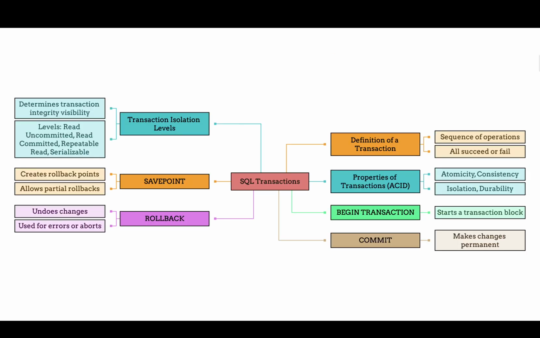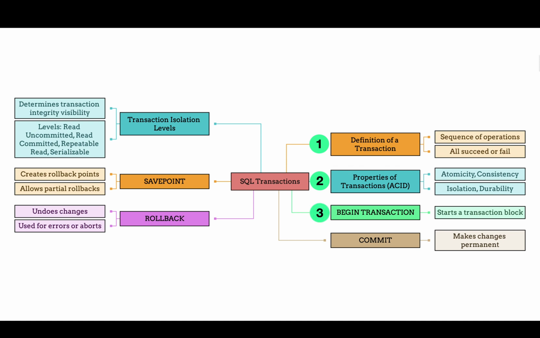SQL transactions. 1. Definition of a transaction. In SQL, a transaction is a sequence of one or more operations performed as a single logical unit of work. A transaction can involve multiple steps, but it either all succeeds or all fails. 2. Properties of transactions, ACID. Transactions in SQL are characterized by ACID properties: atomicity, all or nothing; consistency, ensuring data integrity; isolation, independence from other transactions; and durability, persistency of completed transactions.